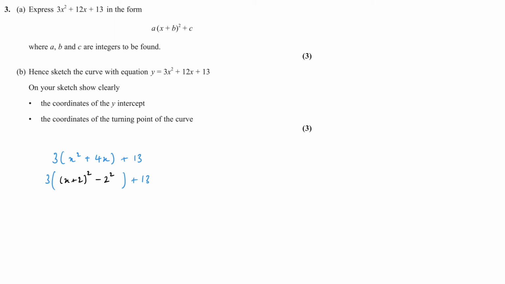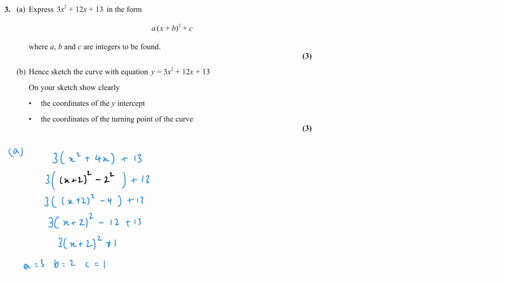So that means I've got 3 outside, x plus 2 squared minus 4, times by the 3, so 3 times x plus 2 squared minus 12 from 3 times minus 4 plus 13. So we got 3(x plus 2) squared plus 1. Okay, so my a is 3, my b is 2, and my c is 1. And that's part A done.